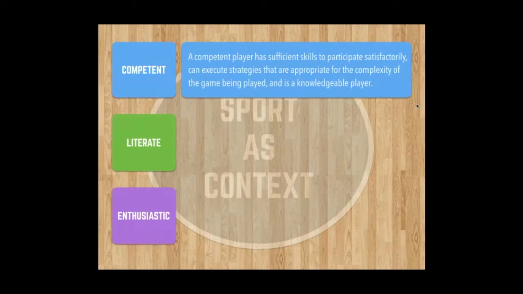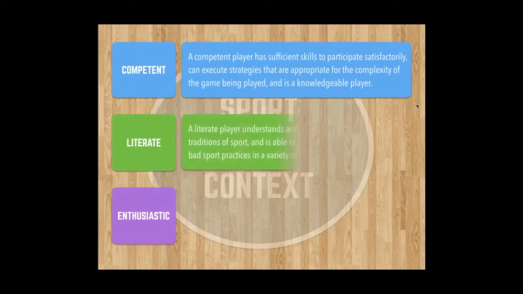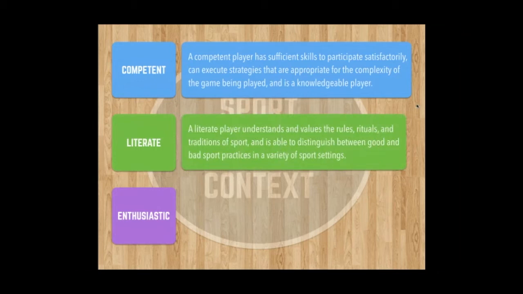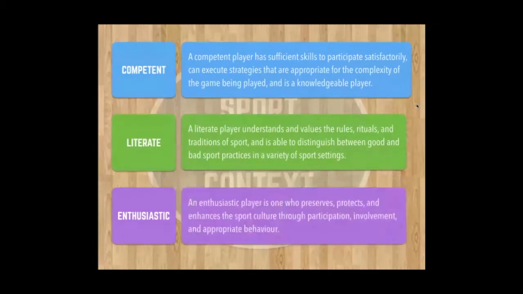He said that there were 3 areas that he wanted students to develop. He wanted them to become competent. So that a competent player had sufficient skills to participate satisfactorily, execute strategies that are appropriate for the complexity of the game being played, and is knowledgeable. That a literate player understands the values of rules, rituals, and traditions of sport, and is able to distinguish between good and bad sport practices in a variety of settings. And that they were enthusiastic, one who perseveres, one who preserves, protects, and enhances the culture through participation, involvement, and appropriate behavior. So this is what he was looking for students to be.